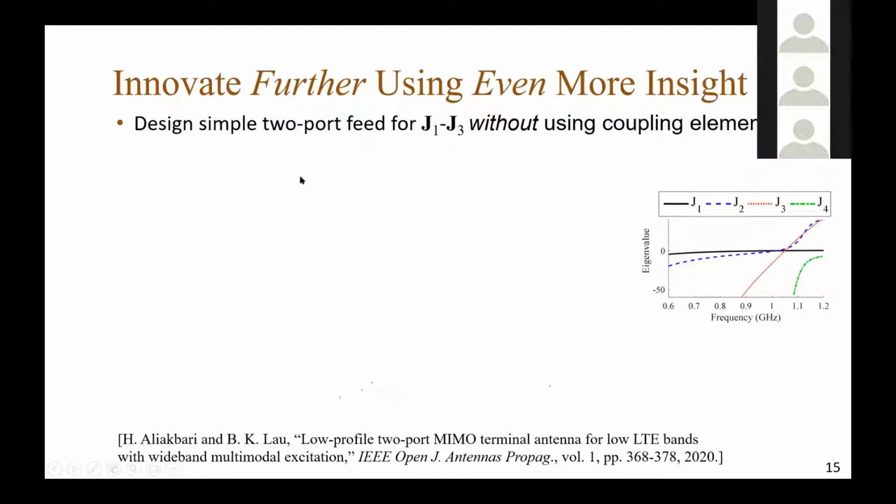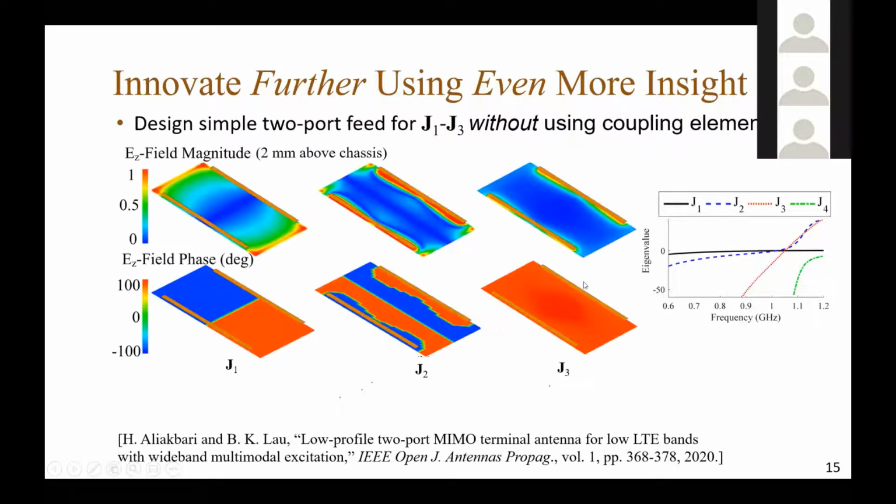And we want to design also a simple two-port feed. Previously, we used a conventional antenna for the mode 1, the wideband mode, and we use a capacitive coupling element for mode 2. But we want to make it even simpler so we do not rely on these extra elements. We want to incorporate it into the design. Can we do that?